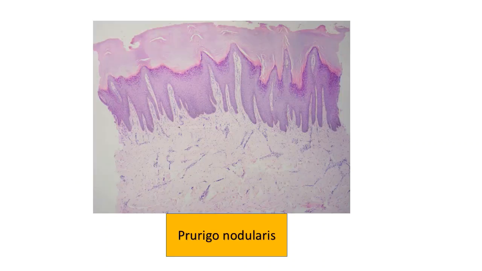So it is a case of prurigo nodularis. Here we can see the hyperkeratosis, papillomatosis, hypergranulosis, and irregular proliferation of the rete ridges with a moderate degree of acanthosis. And the upper dermis and the mid dermis show perivascular lymphocytic infiltration.